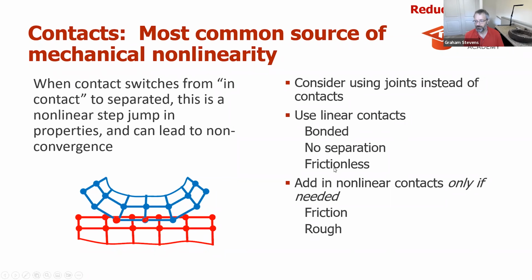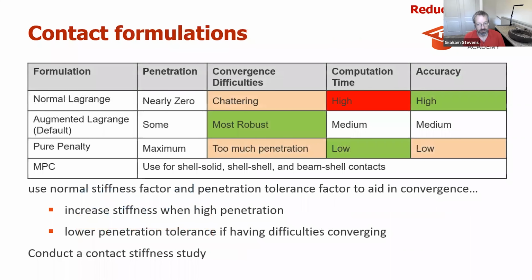So bonded, no separation, or frictionless contacts are all linear in character, and so they run much more quickly. But if we add in the effects of friction or a rough contact, those are by definition nonlinear contacts, and we should only consider or use those if they're really needed. So sometimes the consideration of friction is needed in your analysis, but a lot of times it's not. And so if you can avoid it, please do, because it'll speed you up.